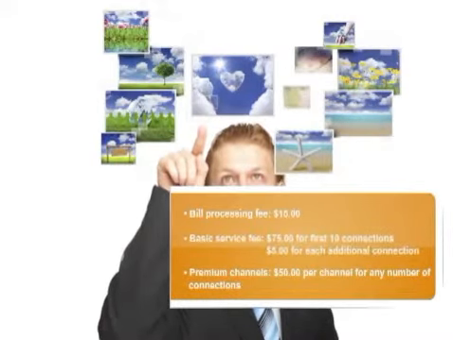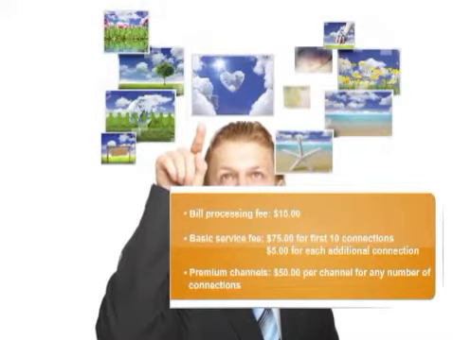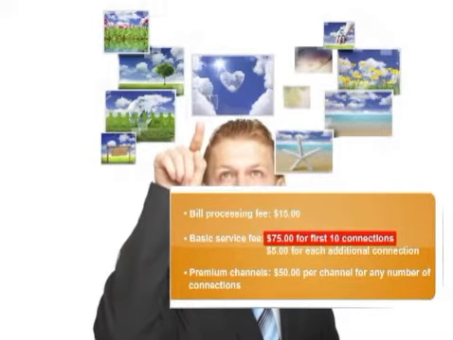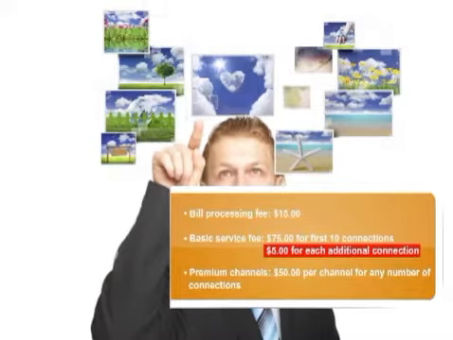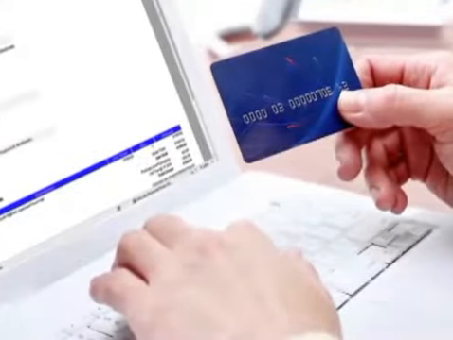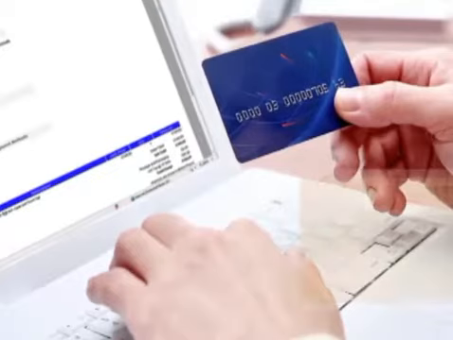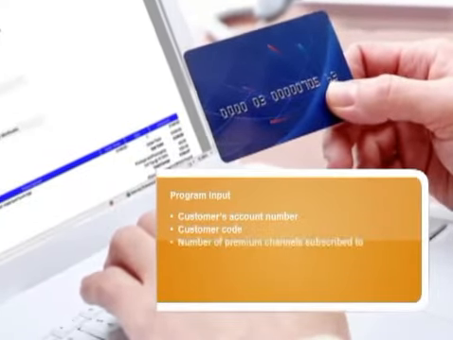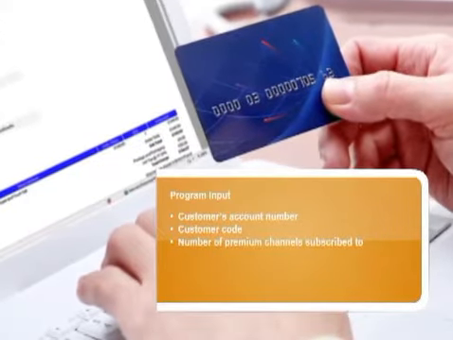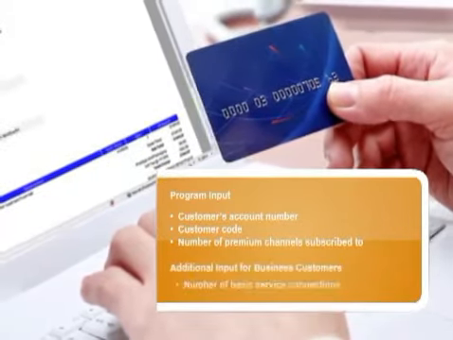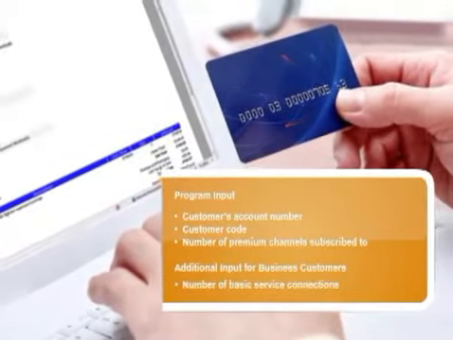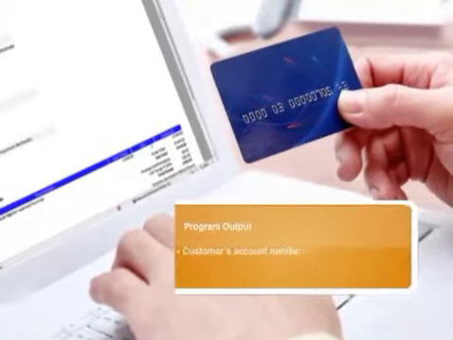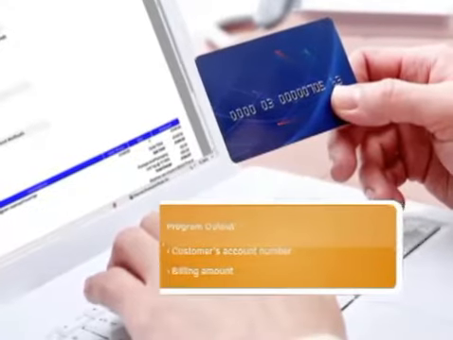Their basic service fee is also split into two components, a fixed amount for the first 10 connections and a fee for every additional connection. You must write a program to calculate and print a customer's bill. The program should ask for the customer's account number, customer code, number of premium channels to which the user subscribes, and, in the case of business customers, number of basic service connections. It should print the customer's account number and the billing amount.